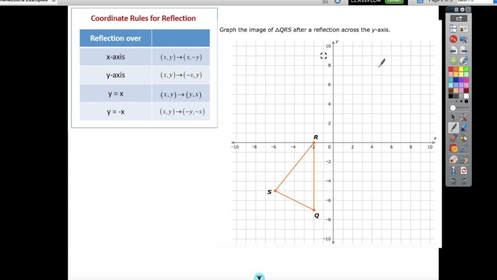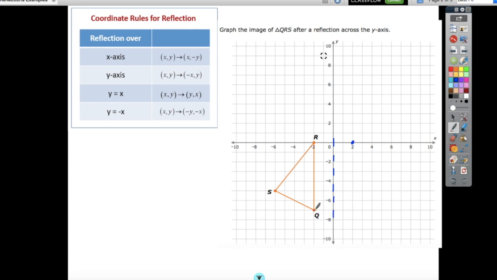Our second example, now we're reflecting across the y-axis. So now our line of reflection is right here. And when we reflect this direction, now the y values are going to stay the same, but our x values are going to be the ones that become the opposite and change signs. So our y value at point R, we're at 0, so that's going to stay the same. Our x value is at -2, so we're going to go over here to +2.